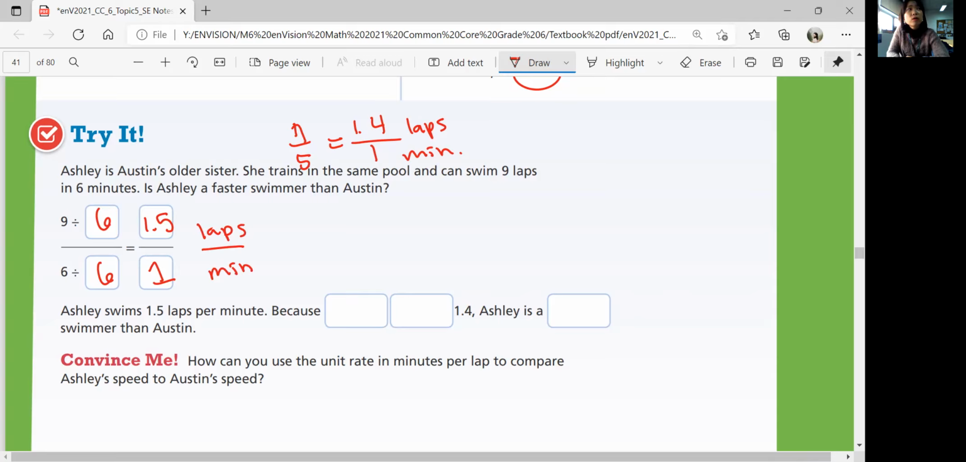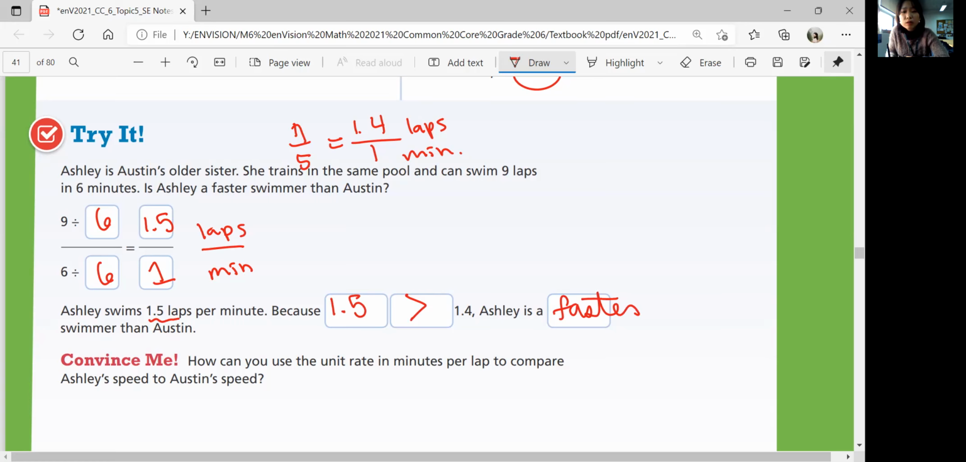Ashley swims 1.5 laps, which is even more than Austin. So Ashley swims 1.5 laps per minute because they already tell you the answer. Because 1.5 is greater than 1.4, Ashley is a faster swimmer.